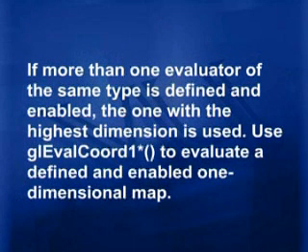If more than one evaluator of the same type is defined and enabled, the one with the highest dimension is used. Now use glEvalCoord1 and its variations to evaluate a defined and enabled one-dimensional map. And that can be done like this. glEvalCoord1 f or d is called with the parameter u passed as its argument. void glEvalCoord1 f or d v, the vector version, makes use of a pointer to u, and then this causes evaluation of the enabled one-dimensional maps.